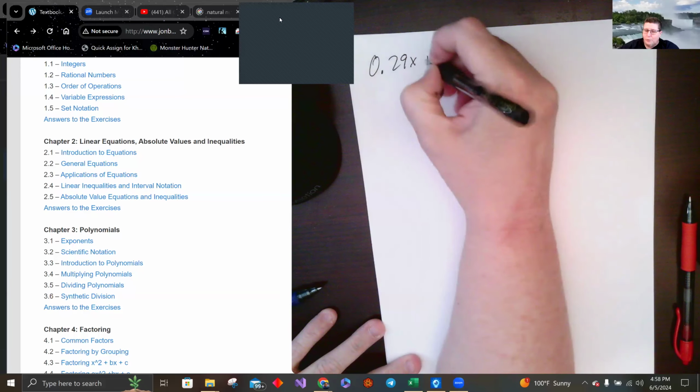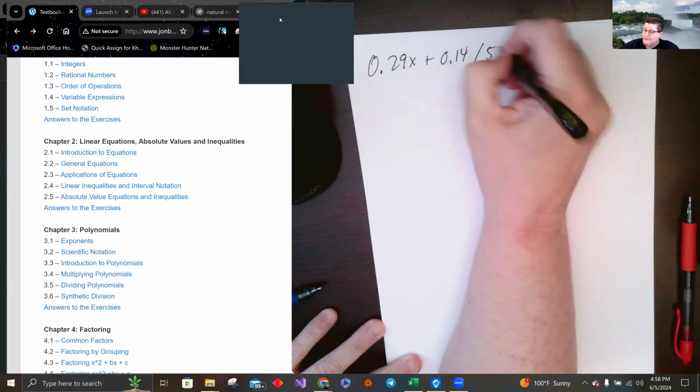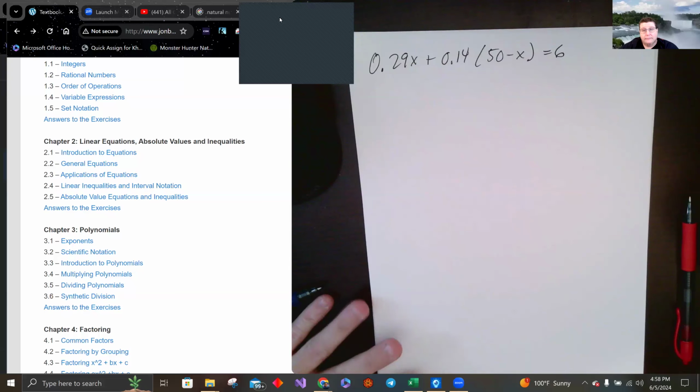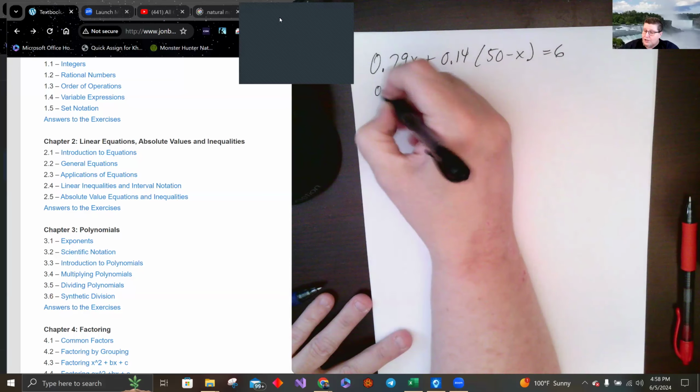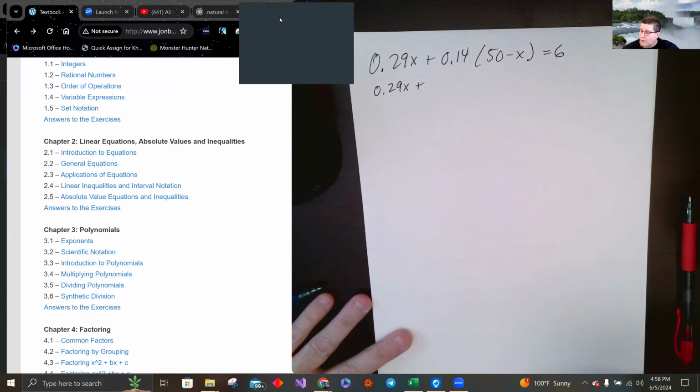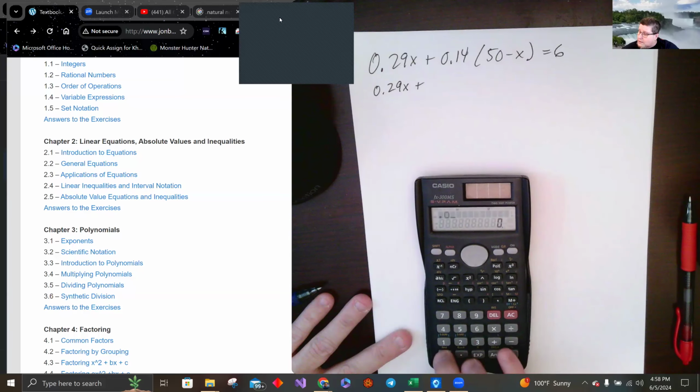0.29x plus 0.14 times 50 minus x equals 6. Okay, you've got two routes to go. Leave the decimals in, which is the route I don't like, but I'm going to do it with you just to show you what happens.